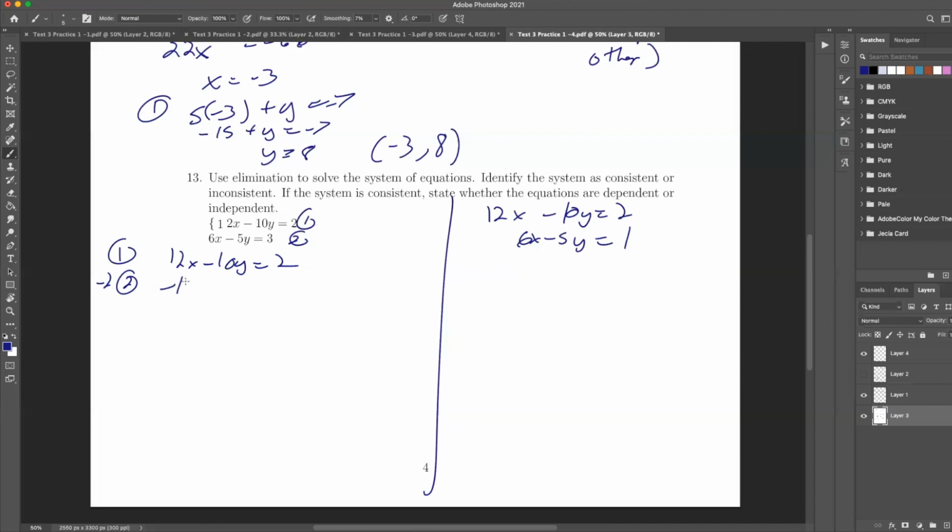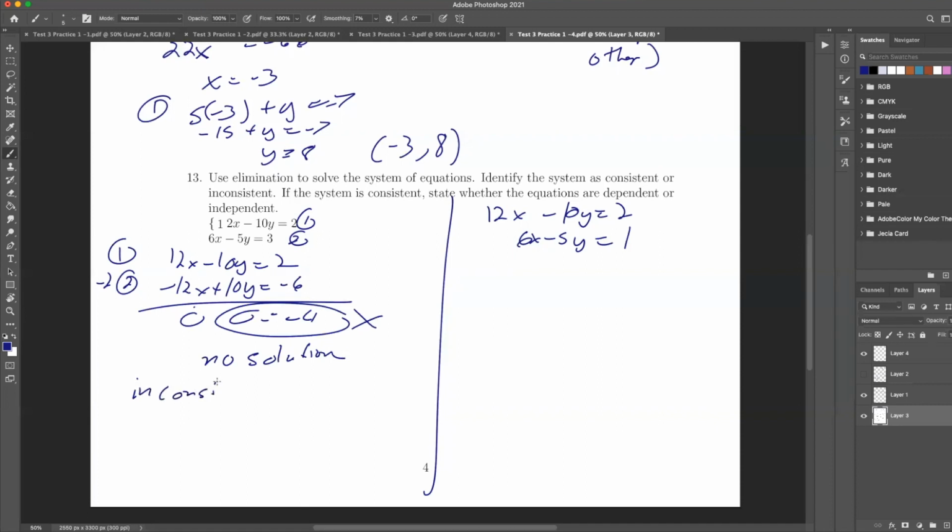And then I'll have minus 12x plus 10y equals minus 6. Add these up, I get 0, 0, minus 4. So 0 equals minus 4. That's no solution, right? No solution. Which is inconsistent. Inconsistent. However, these equations are still independent.